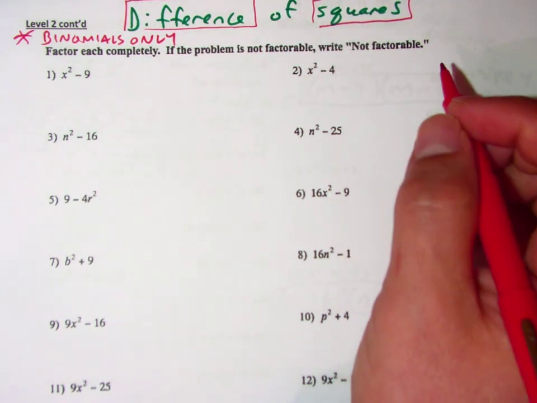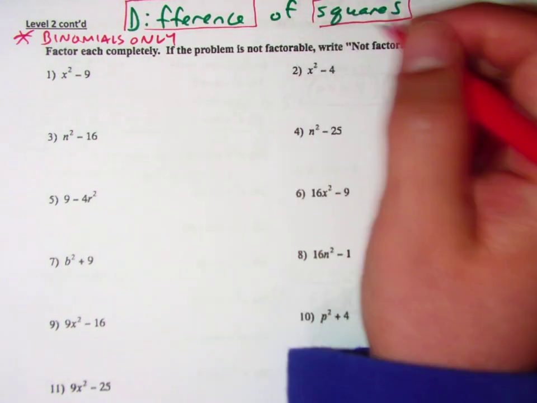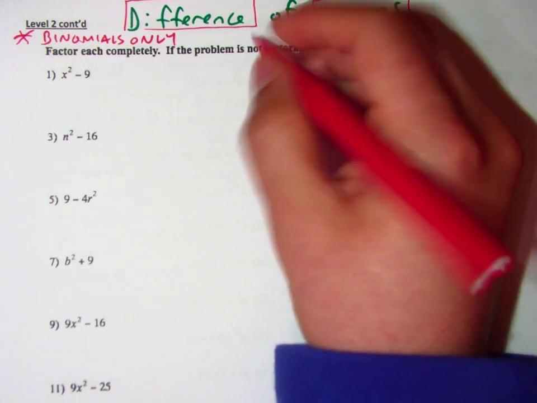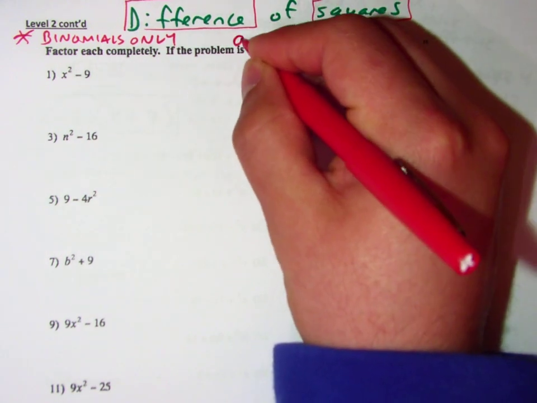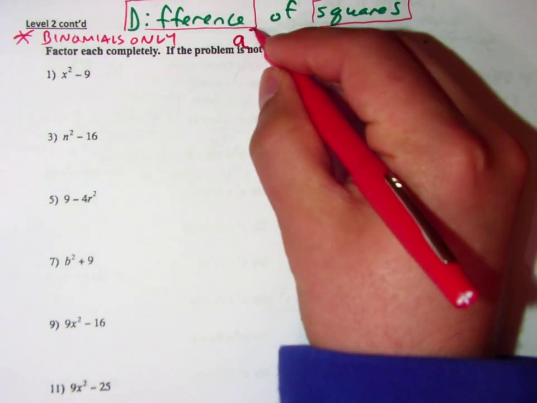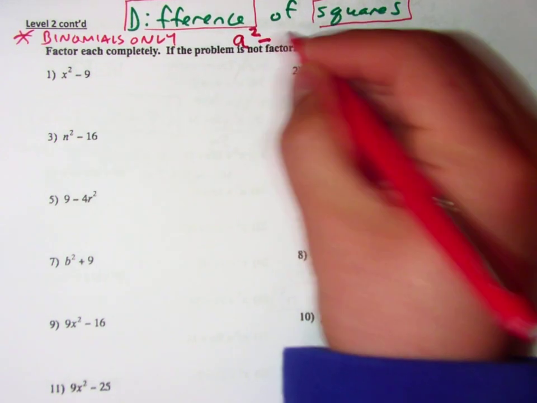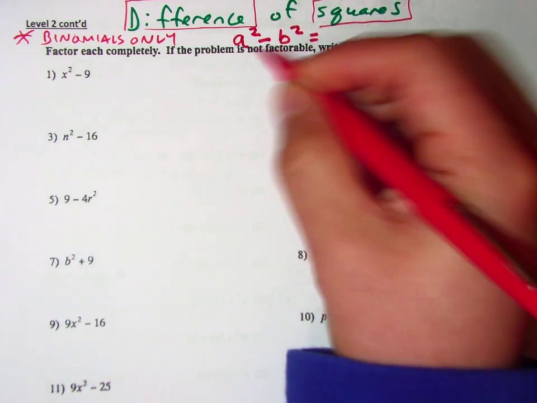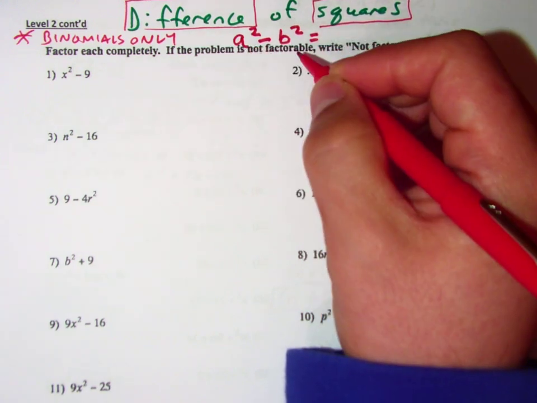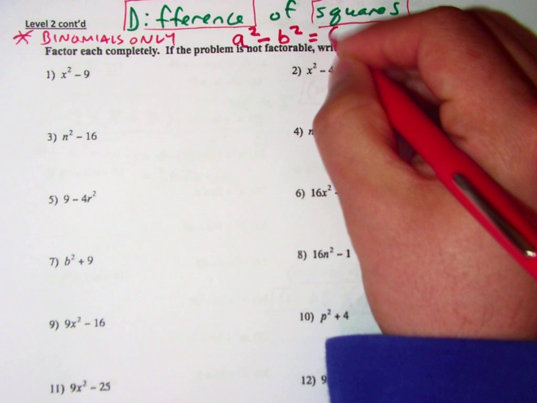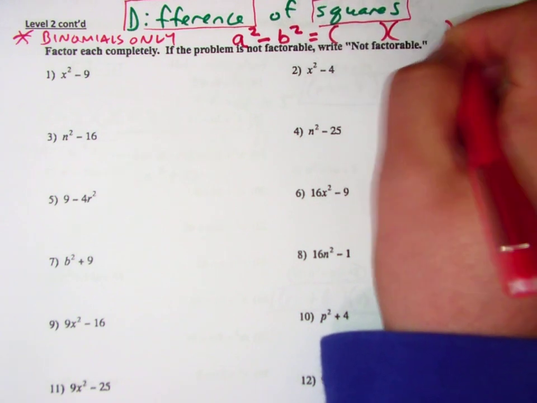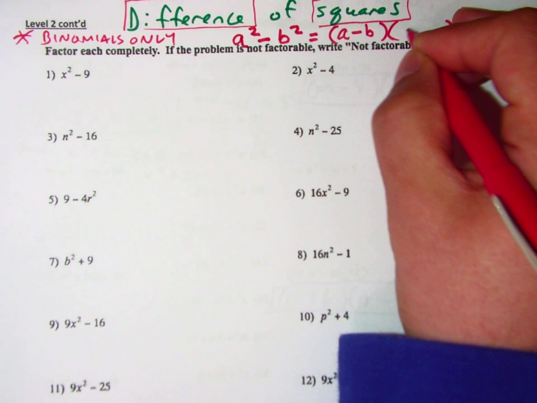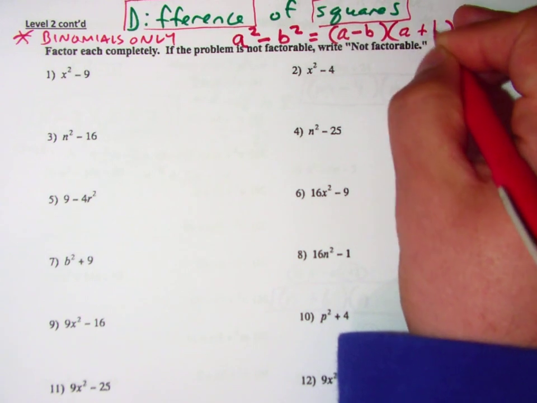Okay, so here's the pattern. Basically the difference of squares formula starts with something squared minus something else squared. So I have a squared minus b squared. Okay, and the way it's going to factor, it'll be a minus b and then a plus b, always.